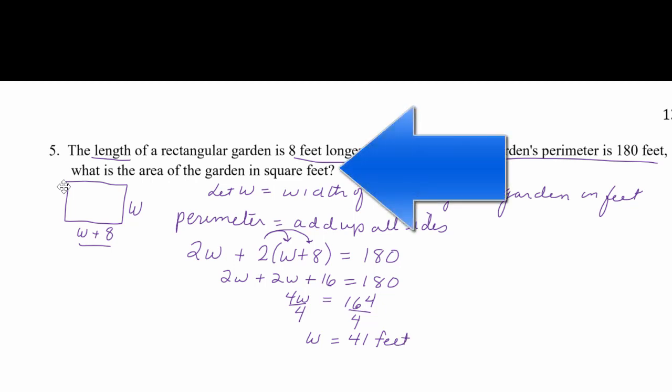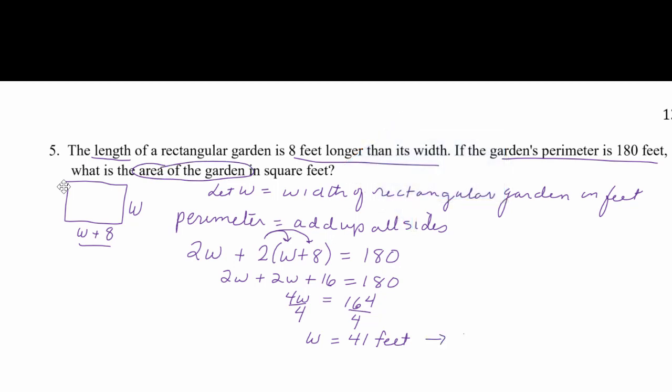Now, we're asked to find the area of the garden. So once we find the width, let's go ahead and find the length. And you remember that the length was 8 feet longer than the width. So 41 plus 8, which is 49 feet.